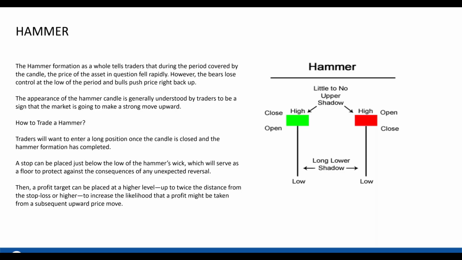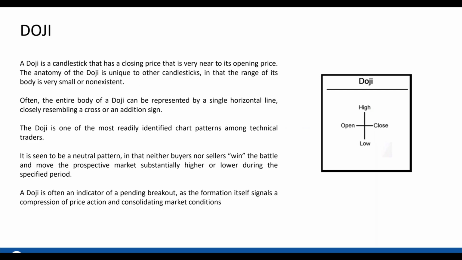The doji. A doji is a candlestick that has a closing price that is very near to its opening price. The anatomy of the doji is unique to other candlesticks in that the range of its body is very small or non-existent. Often the entire body of a doji can be represented by a single horizontal line, closely resembling a cross or an addition sign.